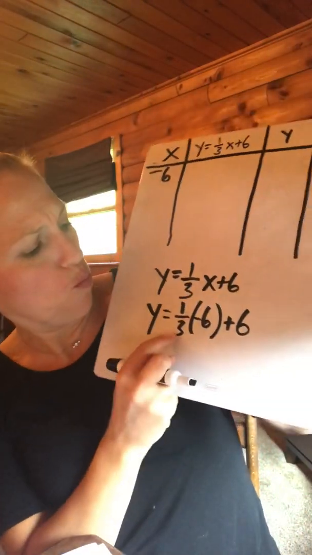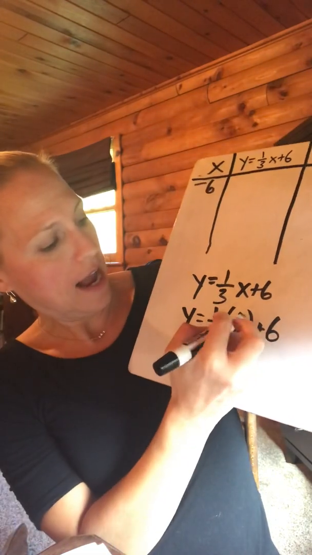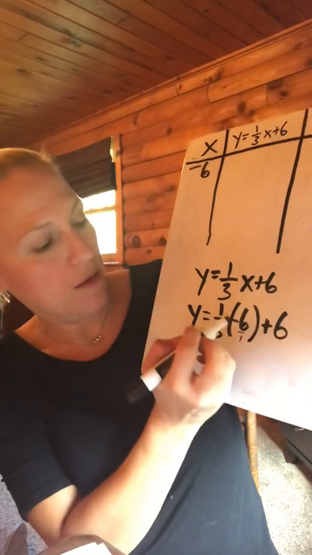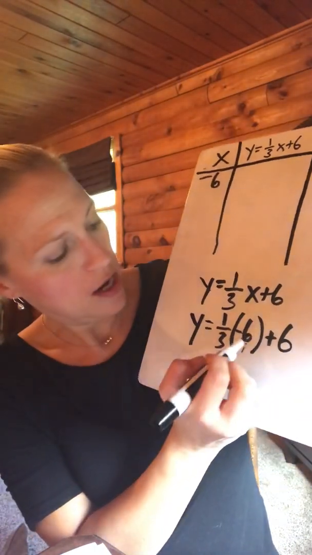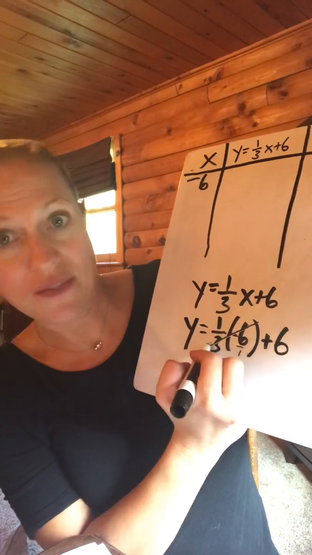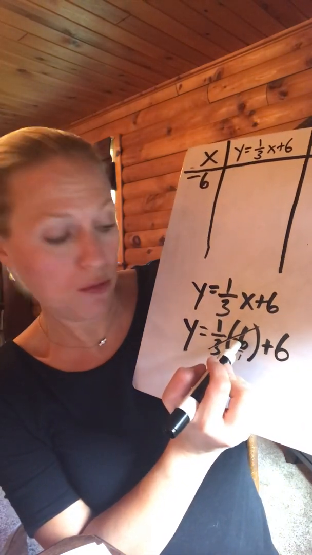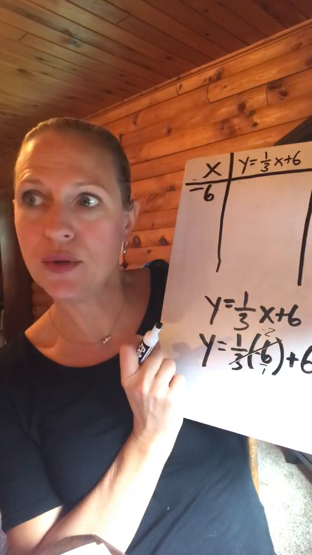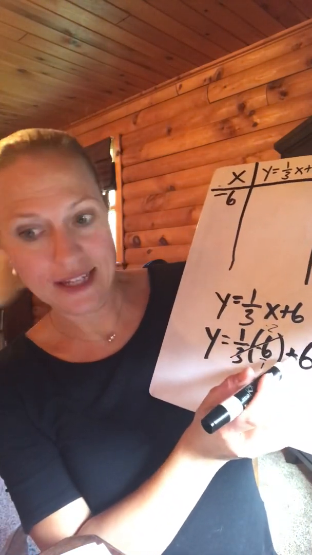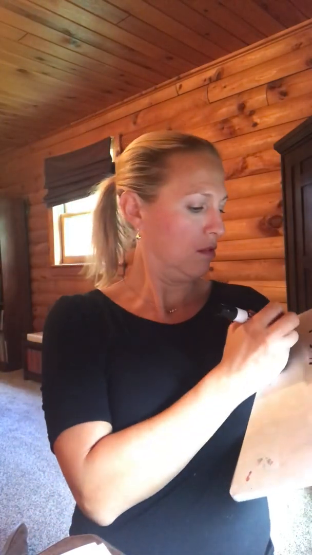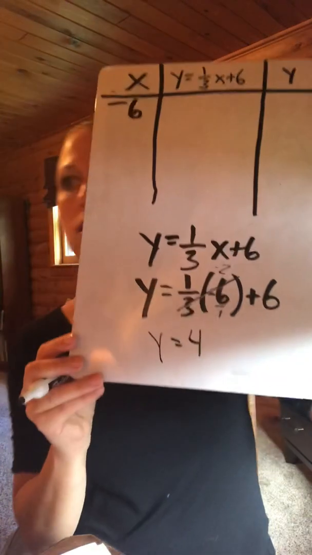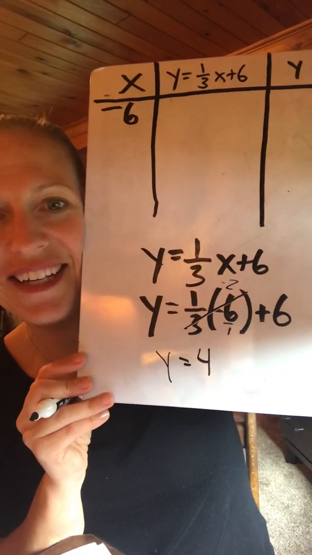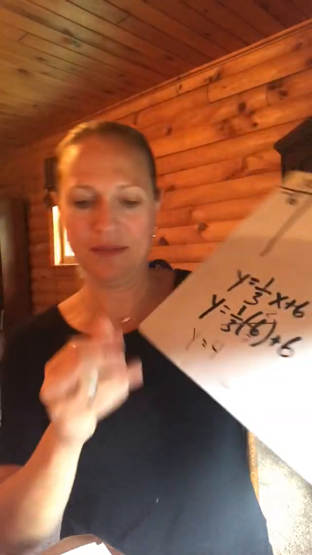So right here, when you do 1/3 times -6, I like to think of this as really over 1. If I do this in my head, which I prefer to using a calculator, you're really doing -6 divided by 3. Because the -6 is in the numerator and 3 is in the denominator, you get -2. -2 plus 6 is 4. So y equals 4 when x is -6. Let's go ahead and punch that in.